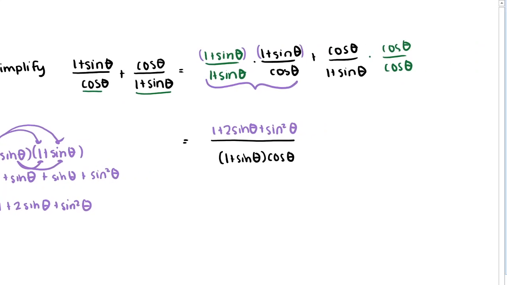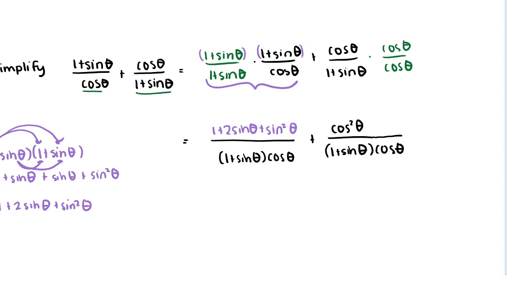Okay, and then what about this second fraction? Well, we've got cosine of theta times cosine of theta, so that's cosine squared of theta, divided by 1 plus sine of theta multiplied with cosine of theta. And so the whole point of doing this was so that we would have a common denominator here, and that we could actually add these two fractions together. In other words, adding their numerators together.